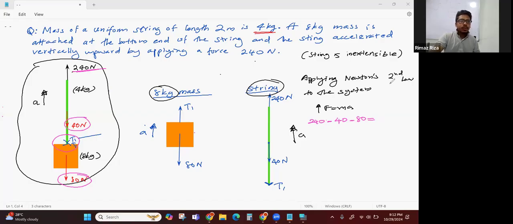So I'm applying Newton's second law for the system. You have to write the mass of the system, which is 4 kilogram plus 8 kilogram, the mass of the string and the mass of the object, and the system is accelerating vertically upward. So 240 minus 40 is 200, 200 minus 80 is 120, equals 4 plus 8 is 12 times a. Therefore, a equals 120 divided by 12, which is 10 meter per second squared. So this is the acceleration of the system.